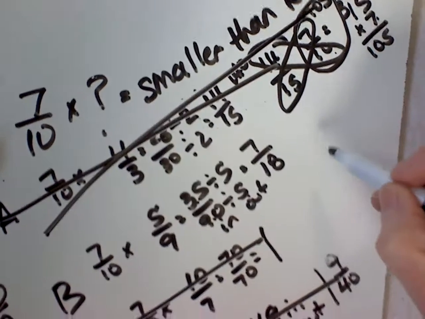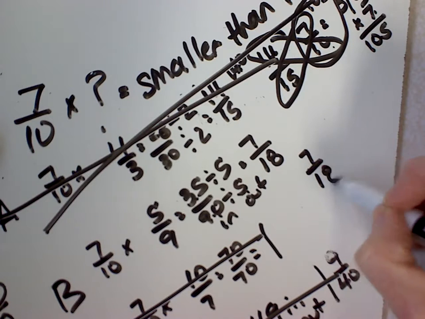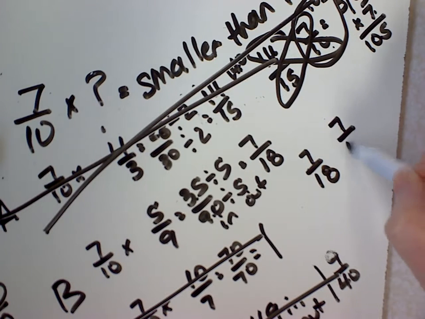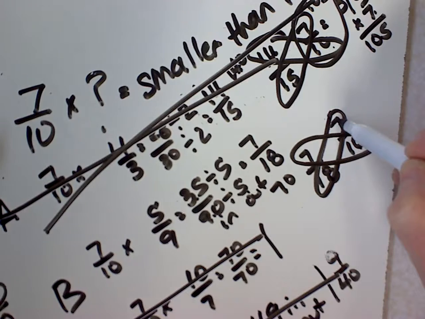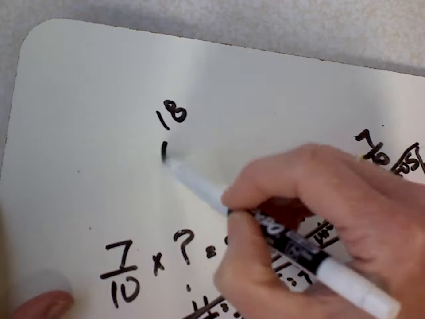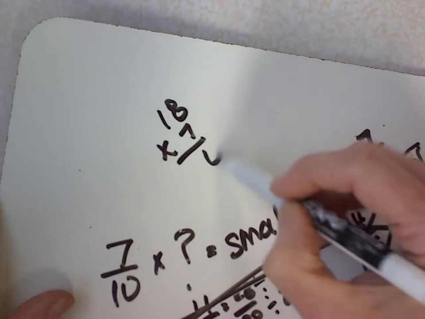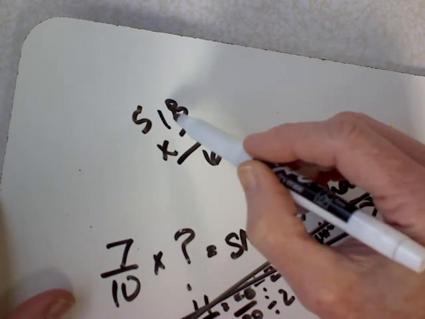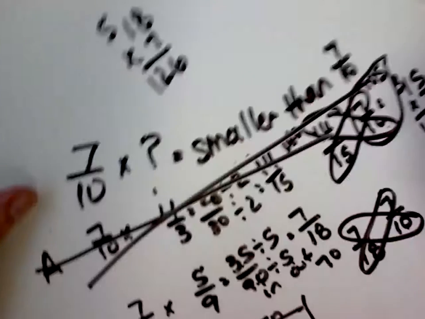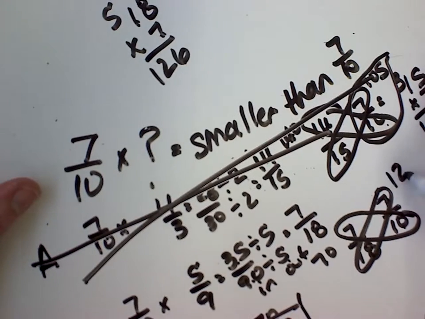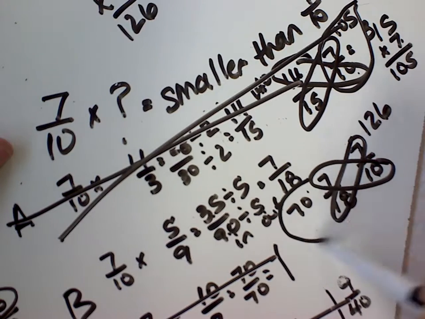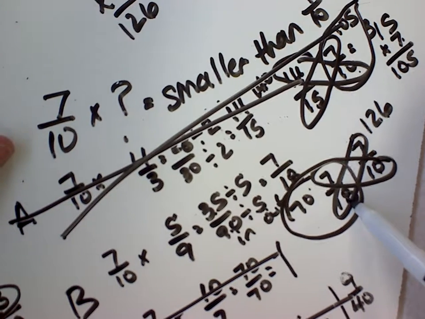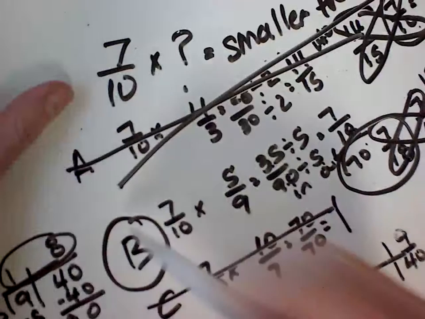Let me just double check before assuming 7 over 18 compared with 7 over 10. Use my butterfly. 10 times 7 gives me 70. 18 times 7, I'll come up here and work that out. 7 times 6 is 56, carry the 5. 7 times 1 is 7, plus 5 is 12. So I get 126. I'm looking for something smaller, so 70 is smaller than 126. That does give me that 7/18 is smaller, so B gives me the correct answer.